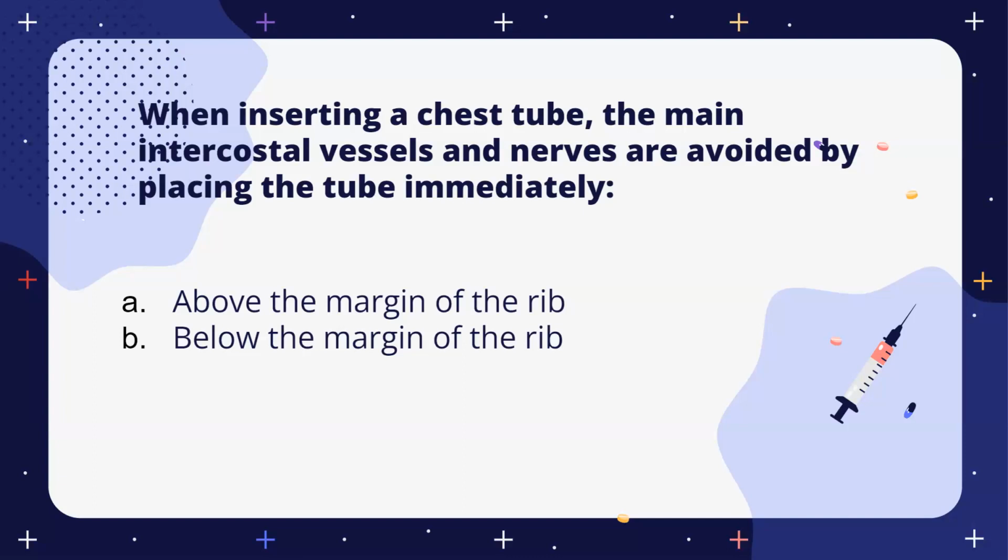In that kind of circumstance, because the air is not going to get out on its own, you want to place a chest tube. That will help you remove all the air so that the lung is able to expand to its normal size and shape. Now, where exactly do you place this chest tube? Do you do it above the margin of the rib or below the margin of the rib? You want to keep in mind the intercostal nerves. Let's look at the answer. Below the margin of the rib.